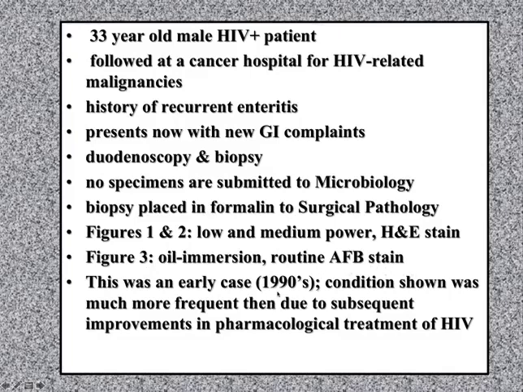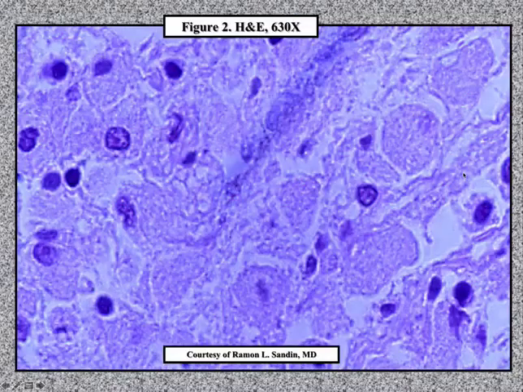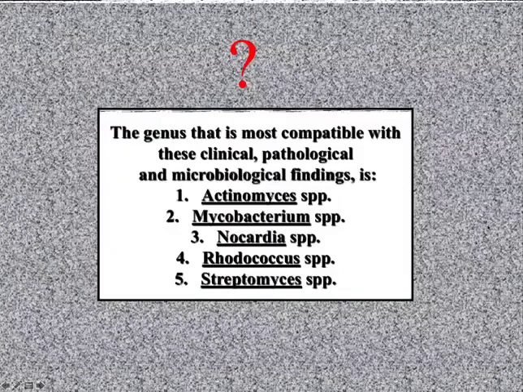This was an early case in the 1990s. The condition shown was much more frequent then, due to subsequent improvements in the pharmacological treatment of HIV. So what we're seeing here is a lamina propria that is chock full of foamy histiocytes, and a high-power view of the same thing. We cannot tell what's inside on an H&E, but then an acid-fast stain shows us cells that are just loaded with a plethora of these acid-fast organisms.